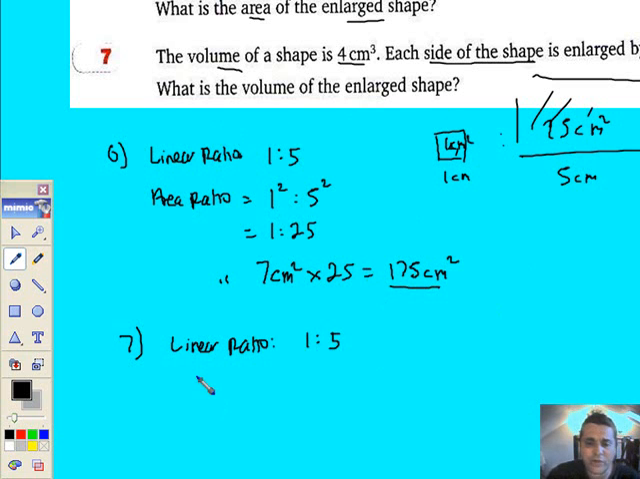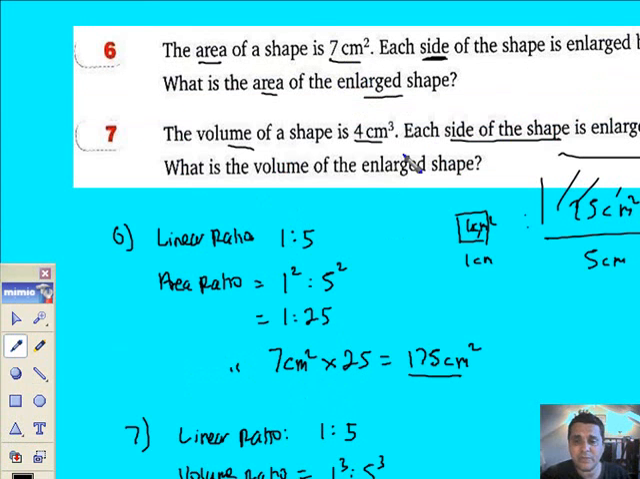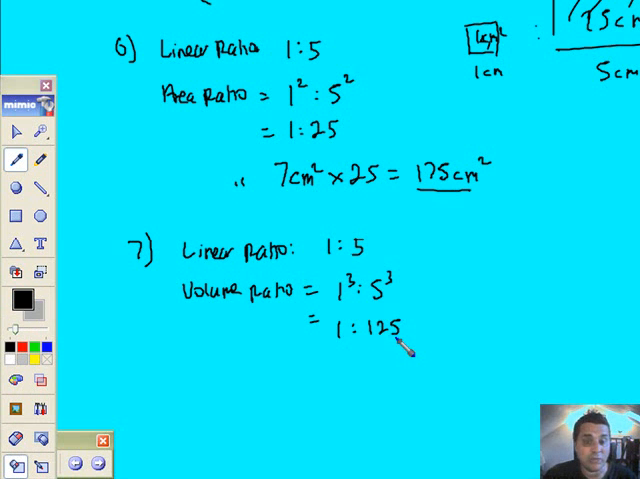Now to go for the volume ratio, you may recall that you take the linear ratio and you cube it. Remember going from linear to 3D. 1 cubed is 1, 5 cubed is 125. So the volume of the original baby shape is 4 centimetres cubed. And what is the volume of the enlarged shape? Well, I'm not going to multiply 4 centimetres cubed by 5, that's just the ratio of their lengths. Now the ratio of the volume is 1 to 125, I've just proved it.